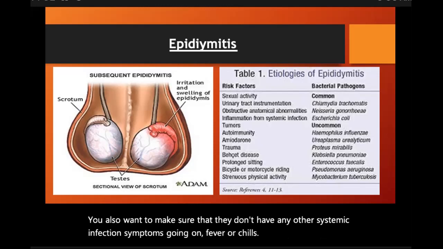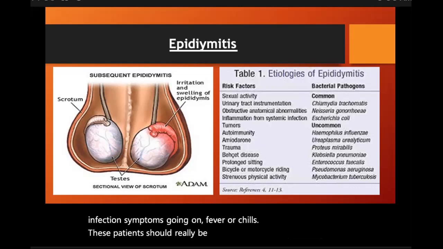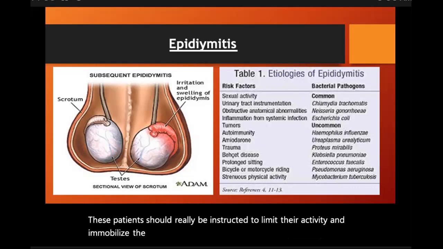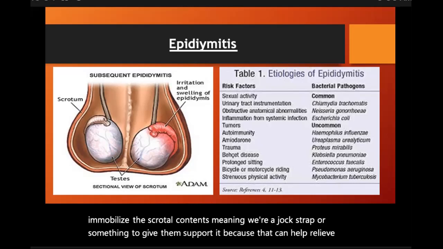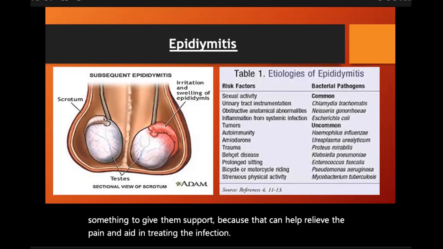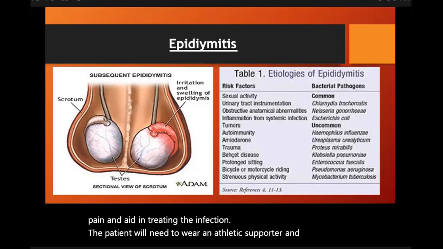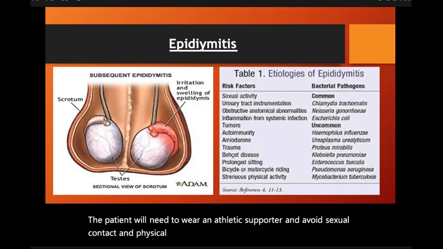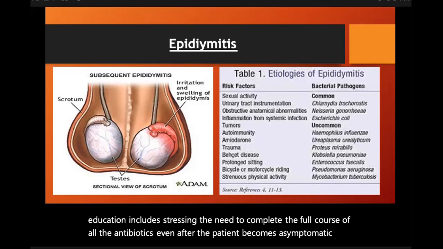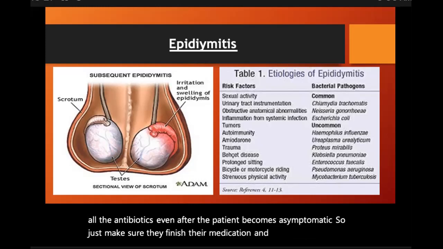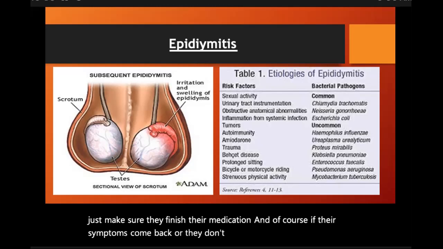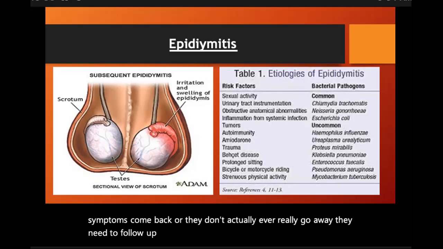These patients should really be instructed to limit their activity and immobilize the scrotal contents, meaning, wear a jock strap or something just to give them support, because that can help relieve the pain and aid in treating the infection. The patient will need to wear an athletic supporter and avoid sexual contact and physical activity, as long as the pain persists. Patient education includes stressing the need to complete the full course of all the antibiotics, even after the patient becomes asymptomatic. So just make sure they finish their medication. And of course, if their symptoms come back or they don't ever really go away, they need to follow up with you as well.